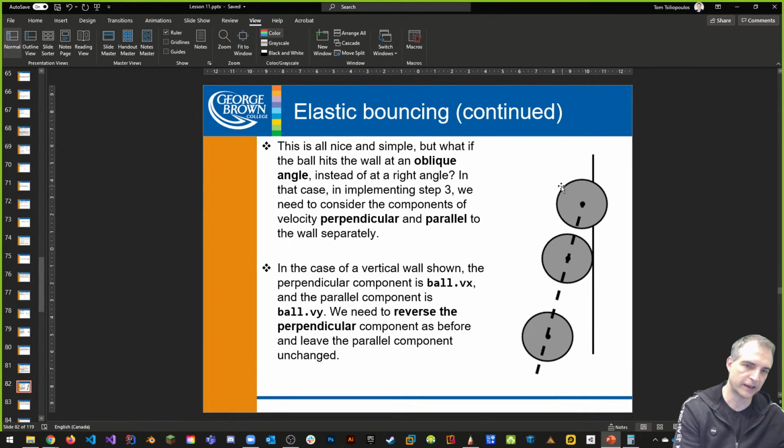We don't want it to stick out this way. We want it back colliding where it's supposed to collide, somewhere around here, because that's where it's going to collide. Or here, as an example, where it seems to be touching the wall. And so the trajectory changes there. And it talks about that: we need to reverse the perpendicular component as before and leave the parallel component unchanged.